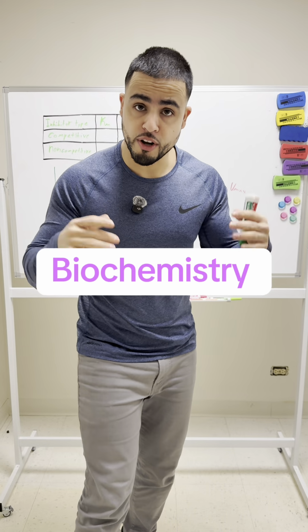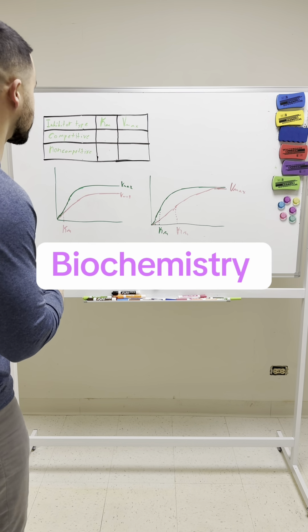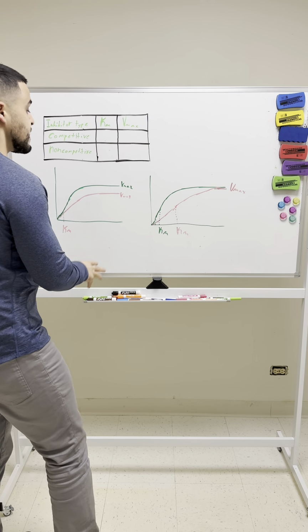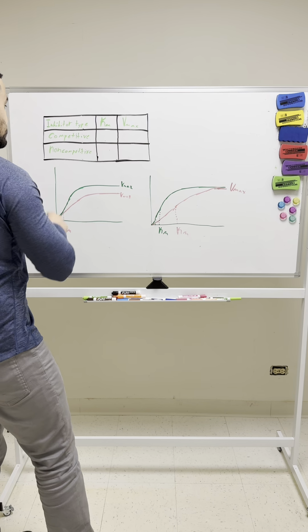I scored a 131 on the biochem section. Let's go over this extremely high yield topic related to that section. So first of all, we're gonna fill in these gaps, and then we're gonna determine which of the following graphs corresponds to each of these inhibitor types.